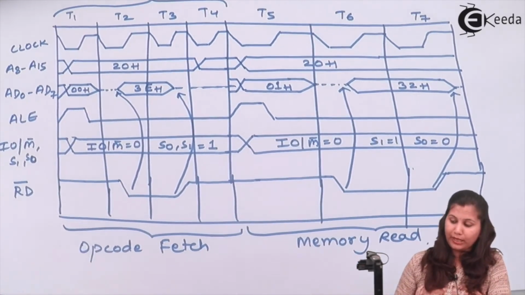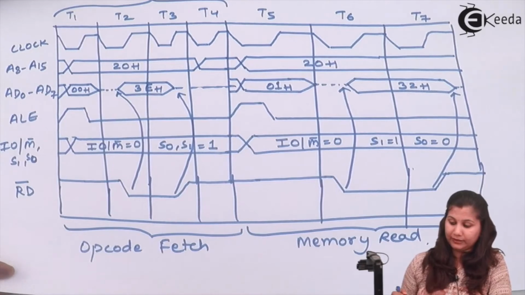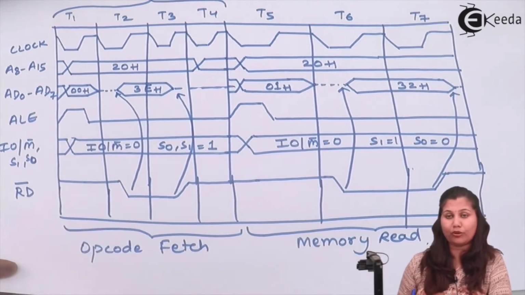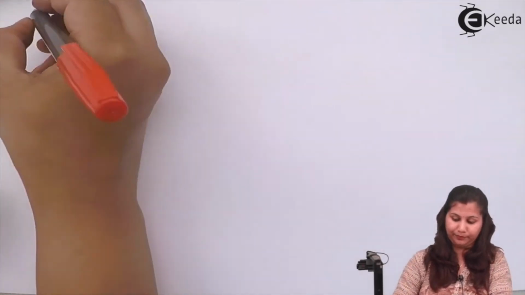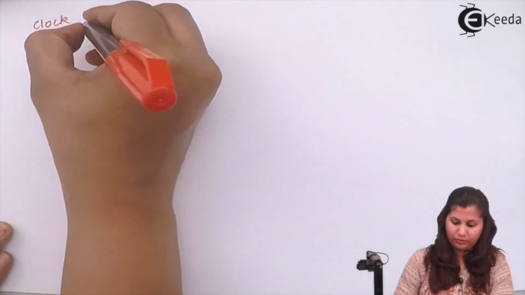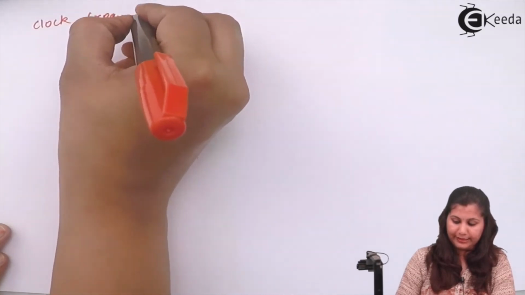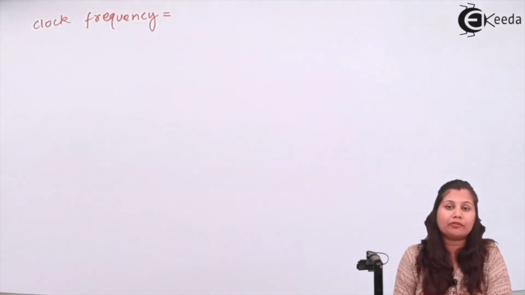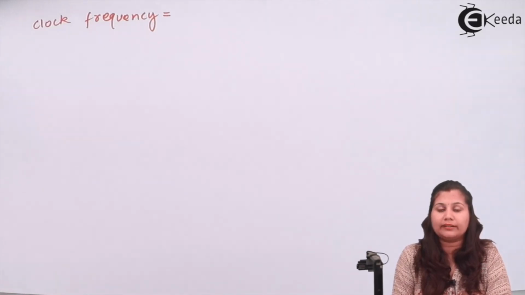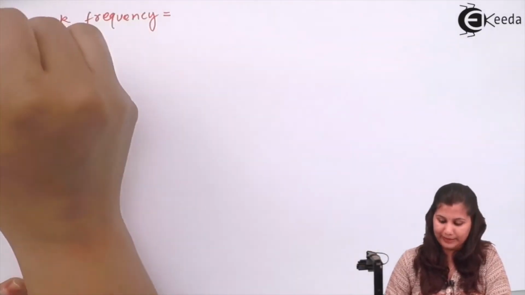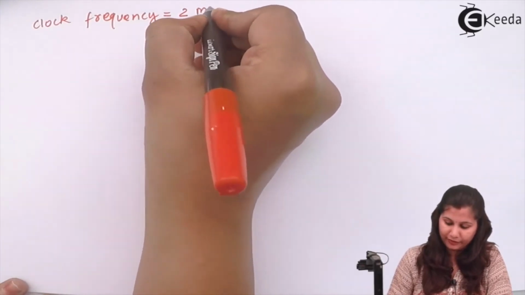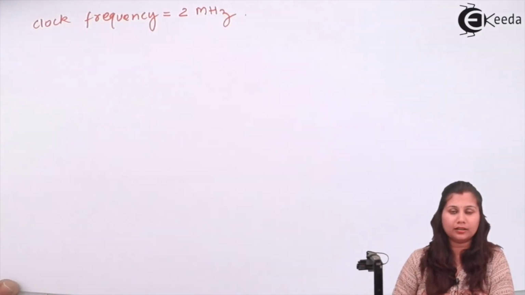Now, if it is asked to calculate the time required to complete the execution of this instruction, how can you calculate? We know that the clock frequency of the microprocessor is 3 megahertz. If the clock frequency is not given in the question, then you will take 3 megahertz, and if it is given in the question, then you will take that clock frequency. Now suppose here we are given the clock frequency as 2 megahertz.